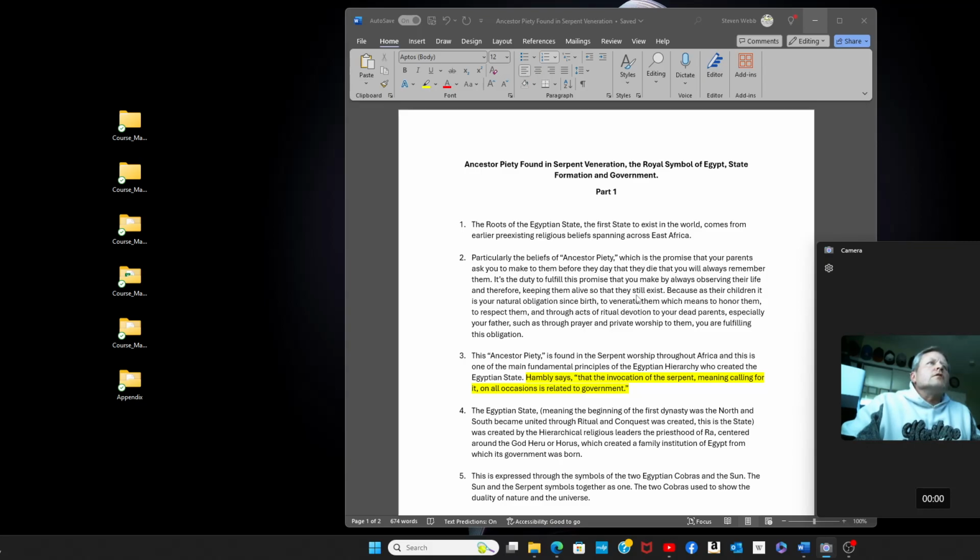The roots of the Egyptian state, the first state to exist in the world, come from earlier pre-existing religious beliefs spanning across East Africa. Now this next paragraph here, number two, this is really important to get a good understanding of this.